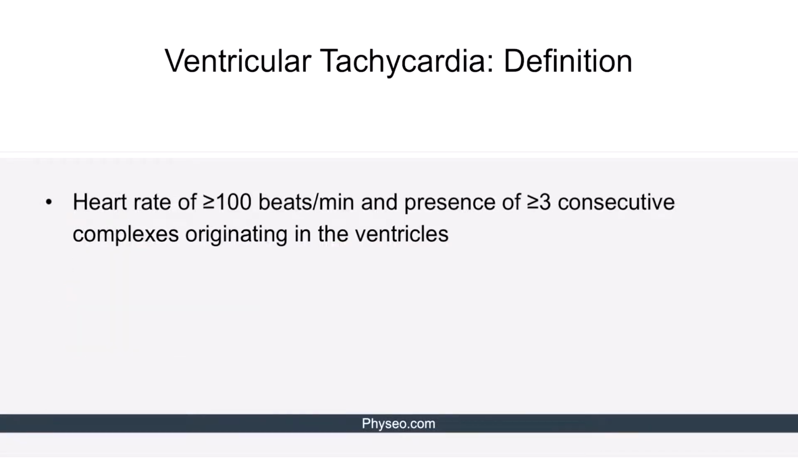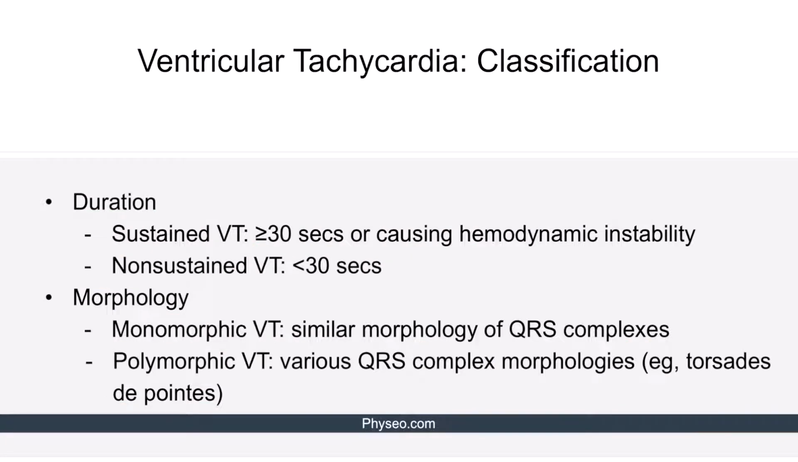Ventricular tachycardia is characterized by a heart rate of 100 beats per minute or higher and 3 or more consecutive beats of ventricular origin. The beats of ventricular origin appear on ECG as wide QRS complexes. Ventricular tachycardia can be classified based on its duration and morphology.